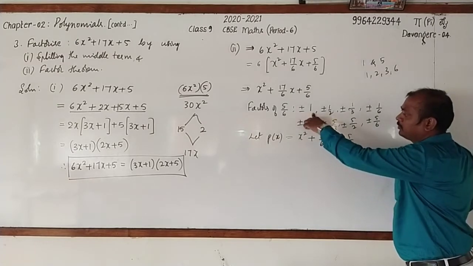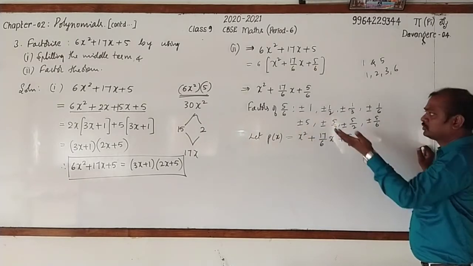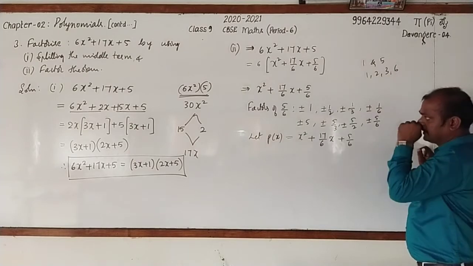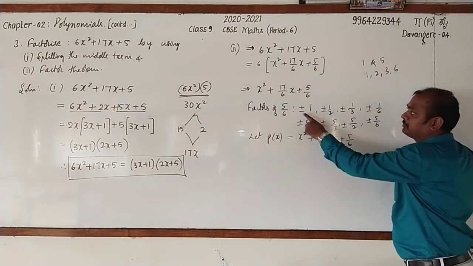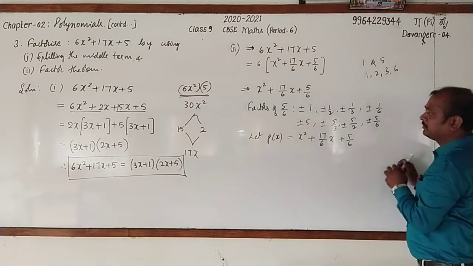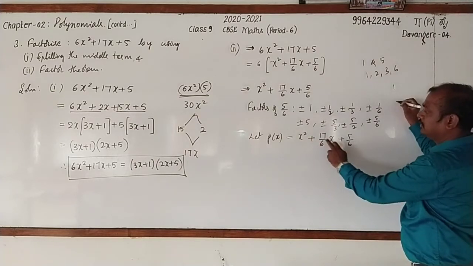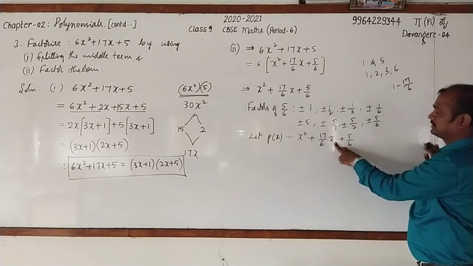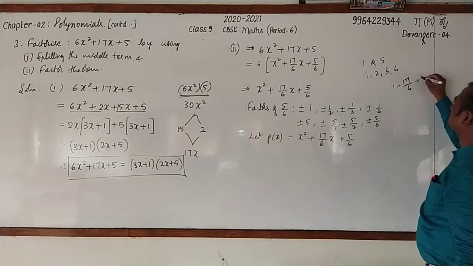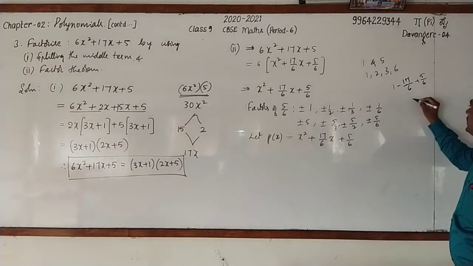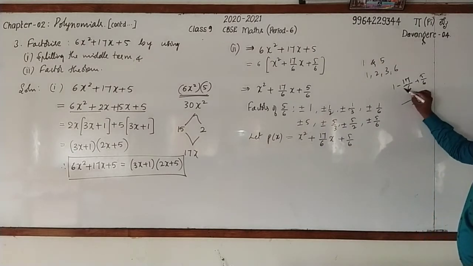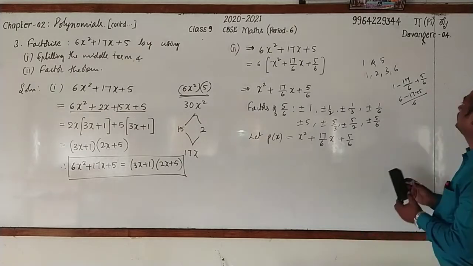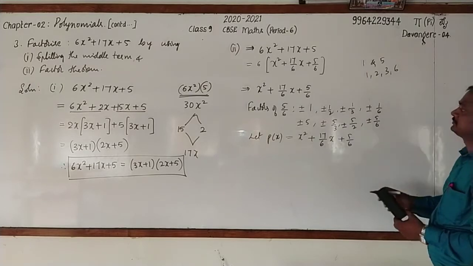When you take 1, see all are positive, so no positive numbers will come. And you have to take only the negative numbers. Minus 1. It is minus 1 square is 1. Then 17 by 6 into minus 1, minus 17 by 6. Then plus 5 by 6. Observe, LCM is 6. Then 6 minus 17 plus 5. So it is not equal to 0. It won't come. Then what other possibilities?